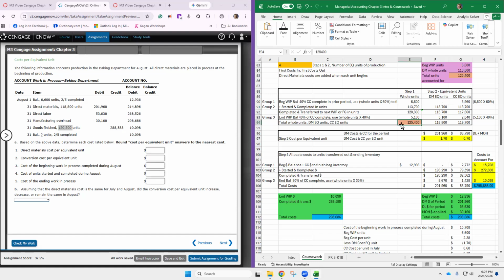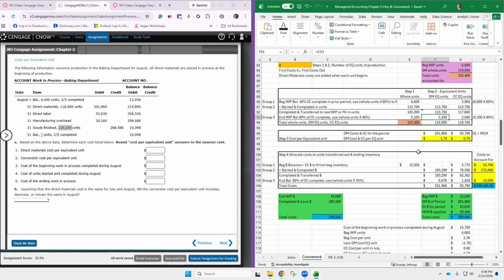So remember, this number has to add up to total units. So I just plug this in. Okay, and then to find the 5,100, you simply take the total units minus the completed and transferred to finished goods or to the next process. Okay, so that's how I found 5,100.